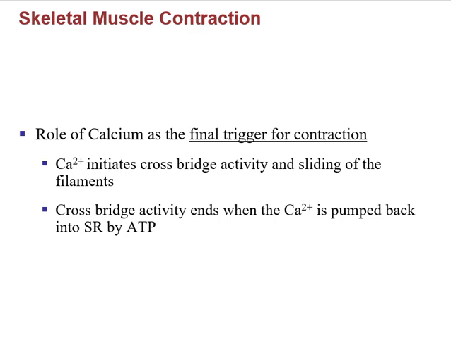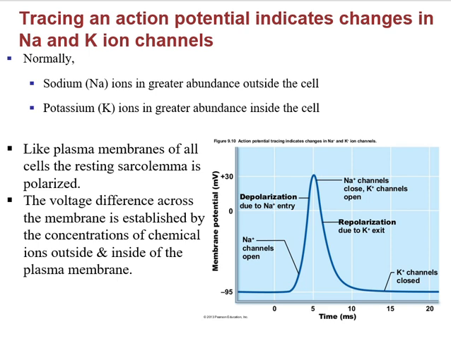So when we talk about skeletal muscle contraction, we talk about these three steps: neuromuscular junction, excitation-contraction coupling, and cross-bridge cycling. But we can't forget the role of calcium as the final trigger for contraction. Calcium release, or an increase of calcium in the intracellular space of a skeletal muscle fiber, is what initiates the cross-bridge activity and the sliding of the filaments. The cross-bridge activity actually ends when calcium is actively pumped back into the sarcoplasmic reticulum.